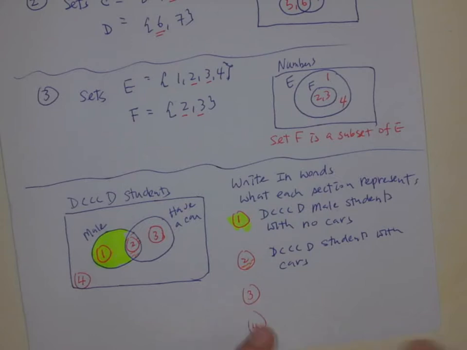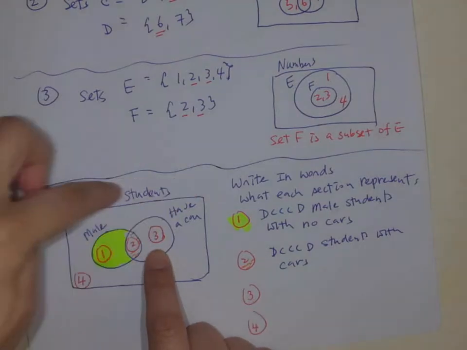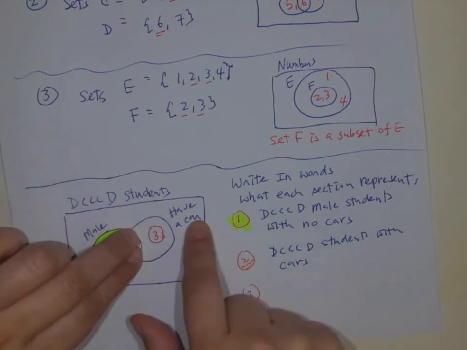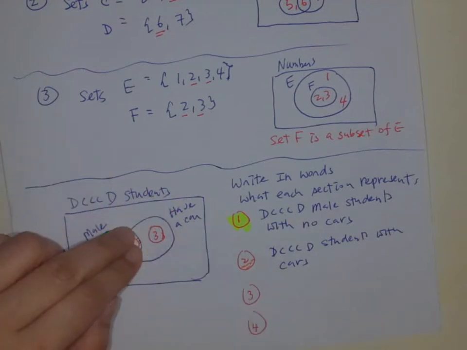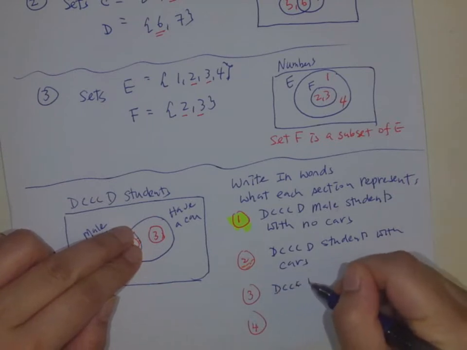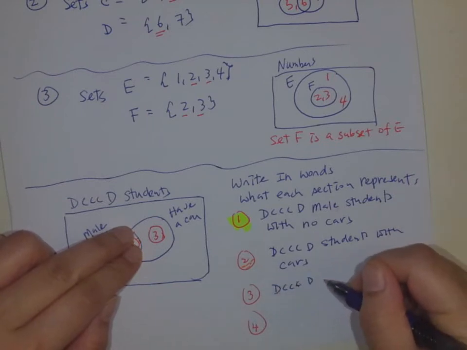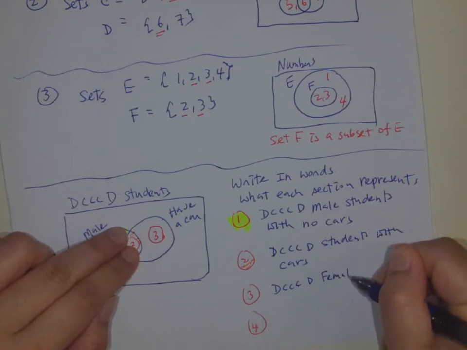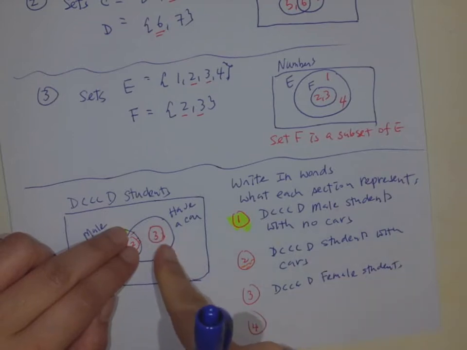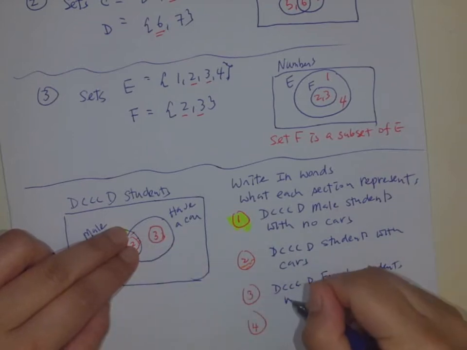Number 3 is the DCCC students, not male, but have car, right? So which means they are going to be female. Okay, so DCCC, not male student, so this is going to be female student. This is in the circle with car, right? With car.